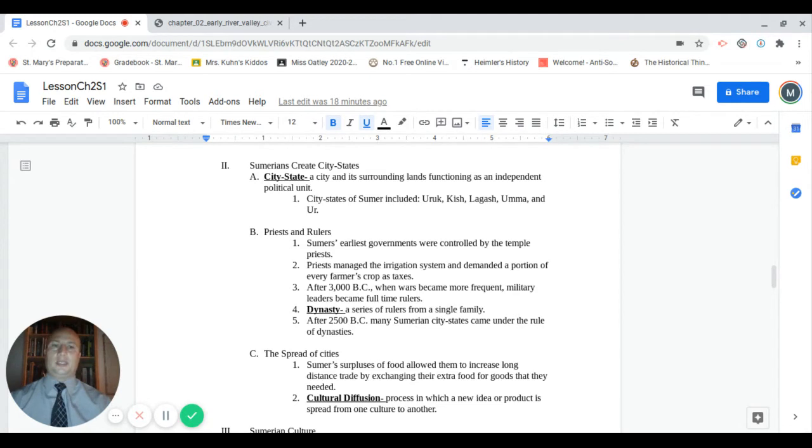After 3000 BC, when war and fighting and conquest and turbulent times became more frequent, the military leaders became the full-time rulers. Your military generals stepped in and took charge during those times. And what would eventually happen is those military rulers wanted to stay in power, and they started the idea of passing down their rule, or their throne, you could say, to their eldest son or their next closest family member. This is where we get the term dynasty. A dynasty is simply a series of rulers from a single family.